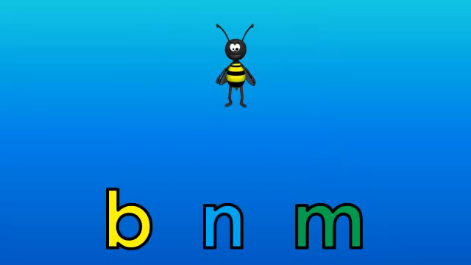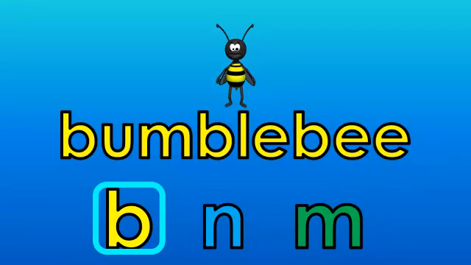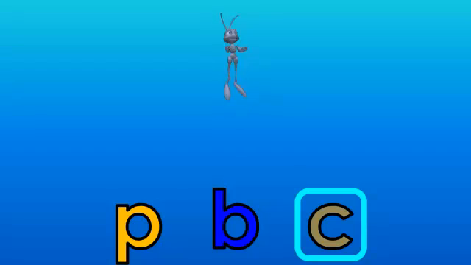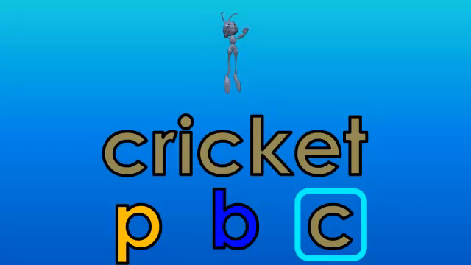What is the beginning sound of the picture? B. B is for bumblebee. What is the beginning sound of the picture? K. C is for cricket.